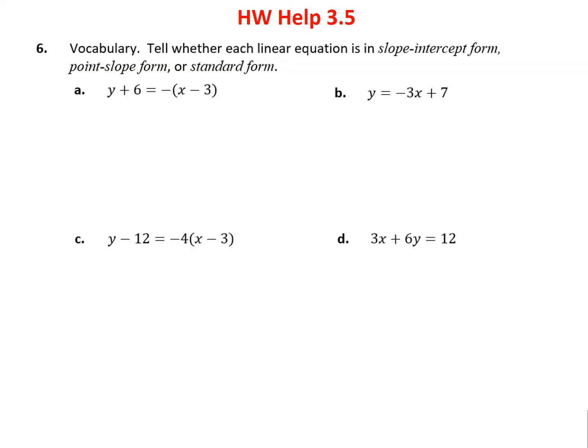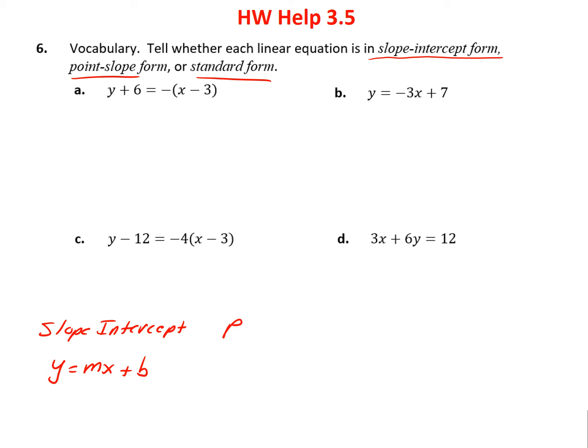Problem 6 is a vocabulary question. It simply asks us to identify whether it's in the slope-intercept form, the point slope, or the standard form. Just to remind you, slope-intercept is called that because y equals the slope times x plus the y-intercept.